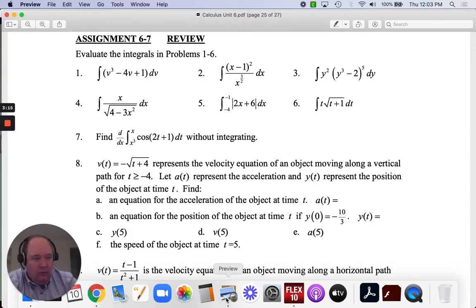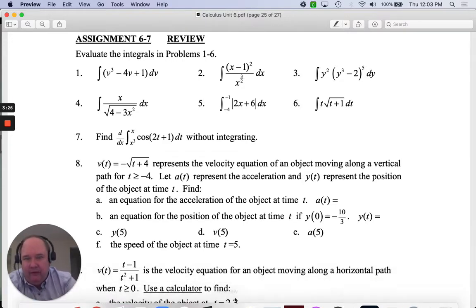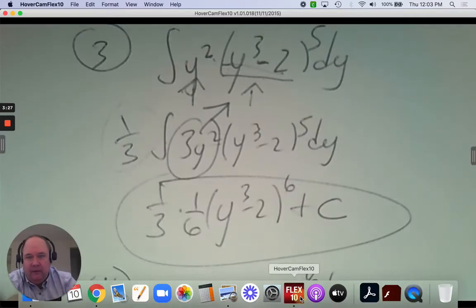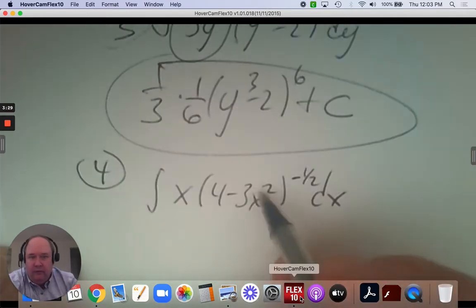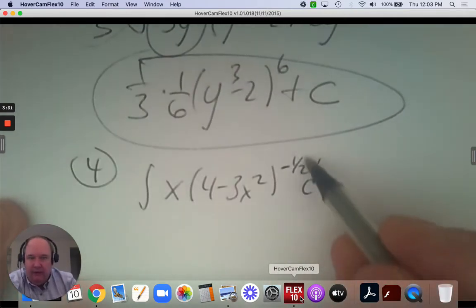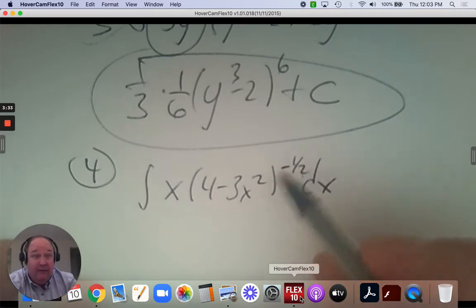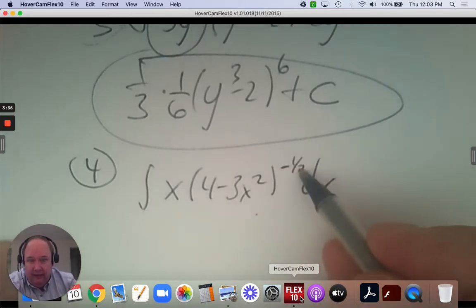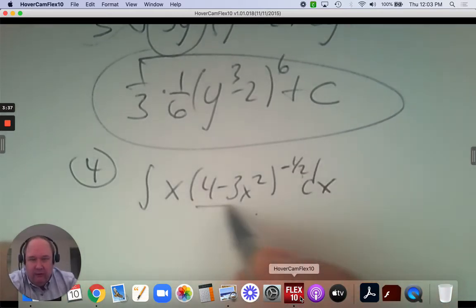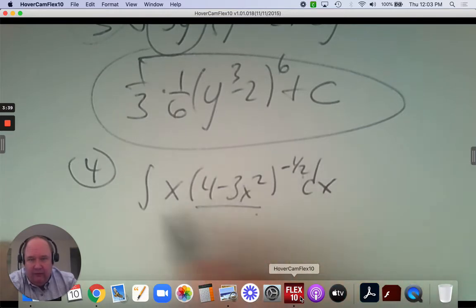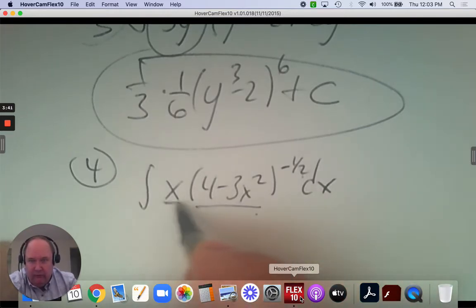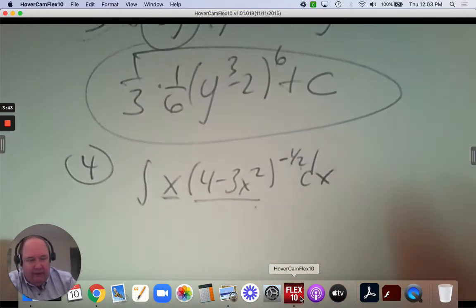In number 4, I'm going to write it calculus friendly right away. So I'm going to write it as x times (4 subtract 3x squared) to the exponent -1/2 dx. So we need that skill. The square root in the denominator can be written with the exponent 1/2. Because it's in the denominator, it's -1/2. The derivative of the base is -6x. That matches in terms of they're the same term as x. So I can do that.